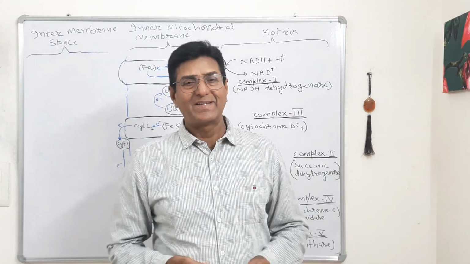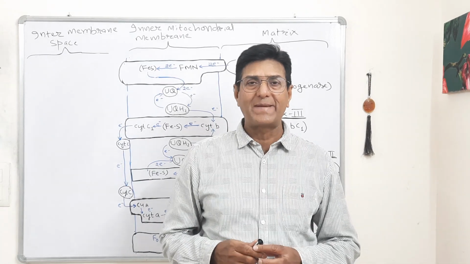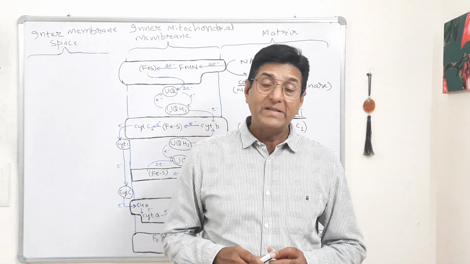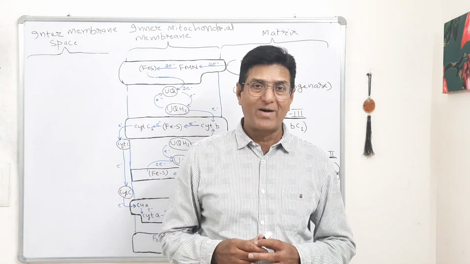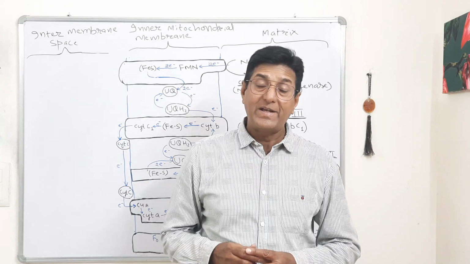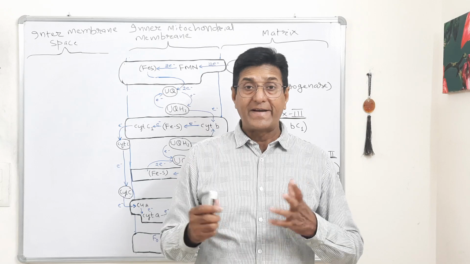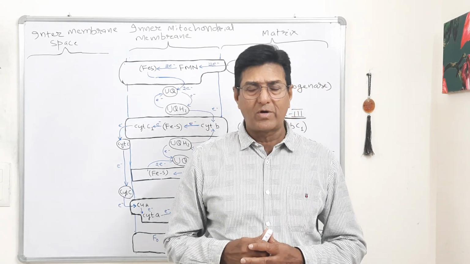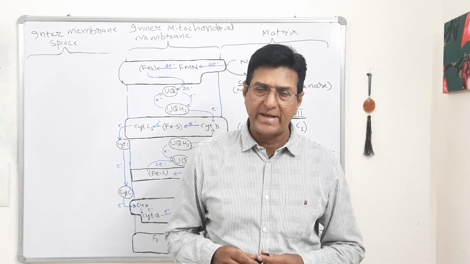Terminal oxidation. This is the last step of aerobic respiration, and in this process the reduced coenzymes FADH2 and NADH release their electrons and protons, and these electrons and protons are taken by oxygen and a water molecule is produced, and simultaneously ATP is also produced. The whole process is divided into two major steps: the one is electron transport system or electron transport chain, and the second is oxidative phosphorylation.